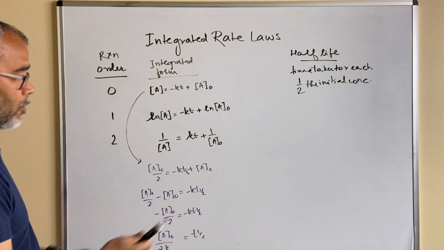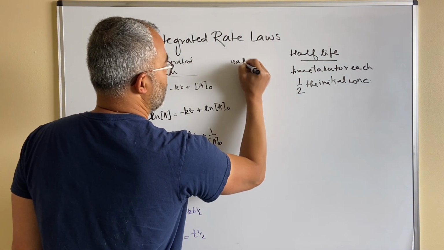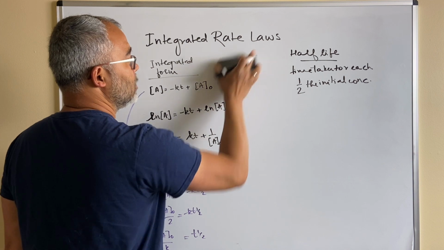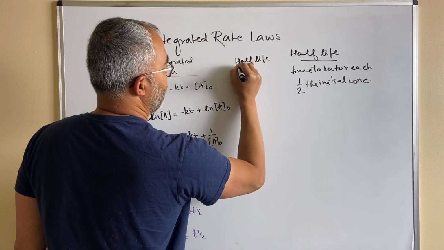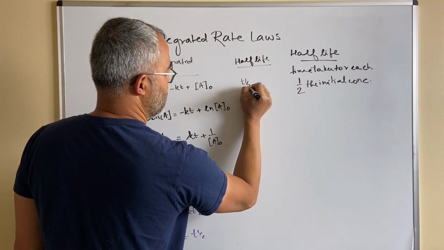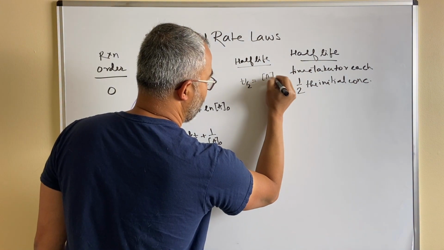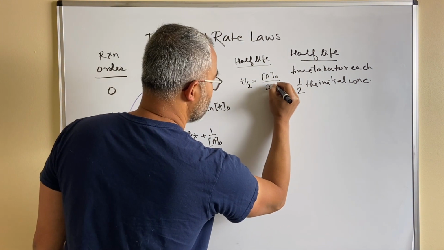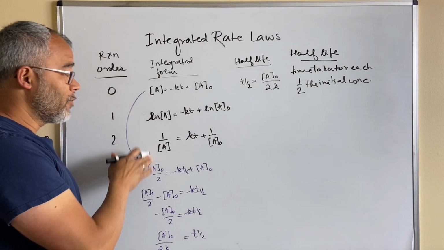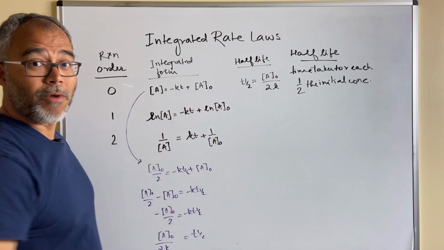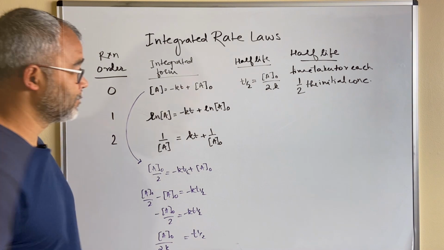Okay, so we'll go ahead and create another column out here and call that half-life. So t half for the zeroth order reaction is going to be [A]₀ over 2k. Now you can follow the same logic to derive the half-life for each of these. I'm just going to go ahead and write them down, and I'll leave that for you to do as your homework to figure out each of these.